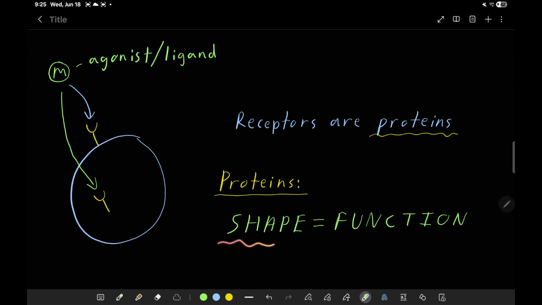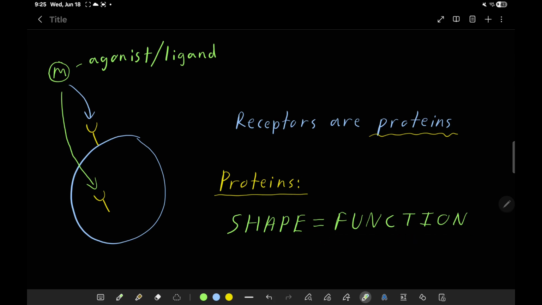And a change in the shape of a protein can cause a change in the function. So if you change the shape of the protein, it can change what the protein does, what it interacts with, what it can do. And that's exactly what happens when a ligand binds onto a receptor protein. It changes the conformation and the shape of the receptor so that it can have different functions and it can do different things.